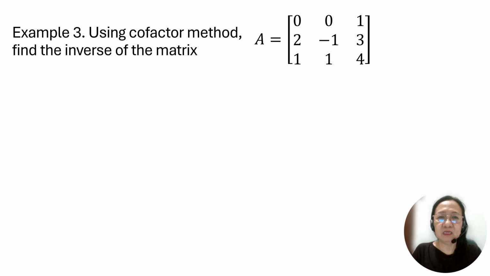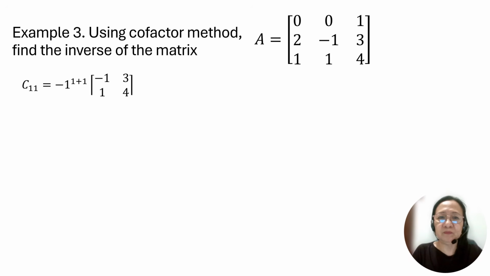Let us take now this example number 3. As you observe, we arrive at a 3 by 3 matrix. So how will you be able to find the inverse of this matrix using the cofactor expansion? Let us have the cofactors to find our cofactor matrix.